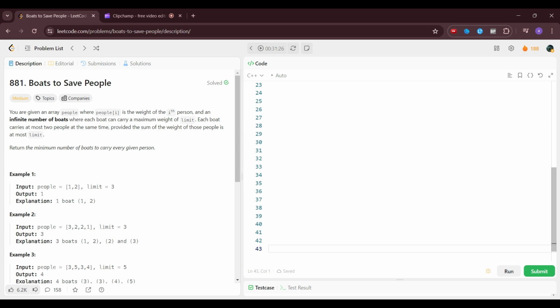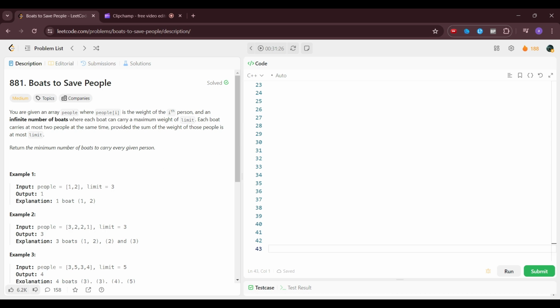So people[i] represents the weight of the i-th person, and an infinite number of boats are present, where each boat can carry a maximum weight of limit, and each boat carries at most two people at the same time, provided that the sum of the weights of those people is at most limit. We need to return the minimum number of boats required to carry each person present in this array.